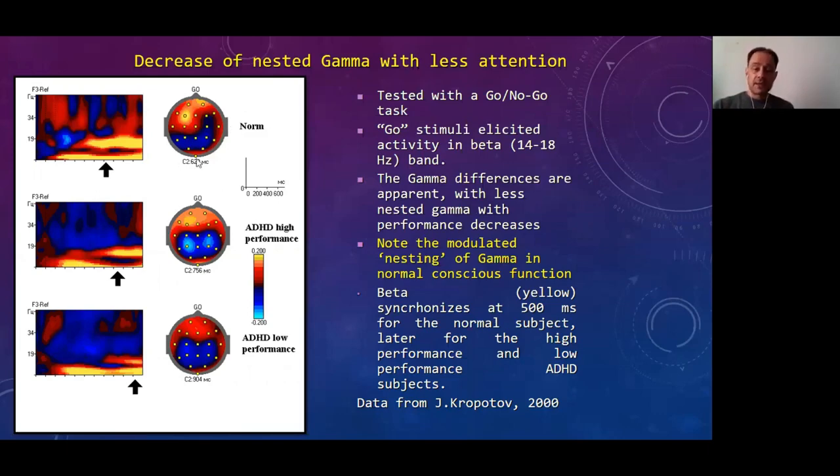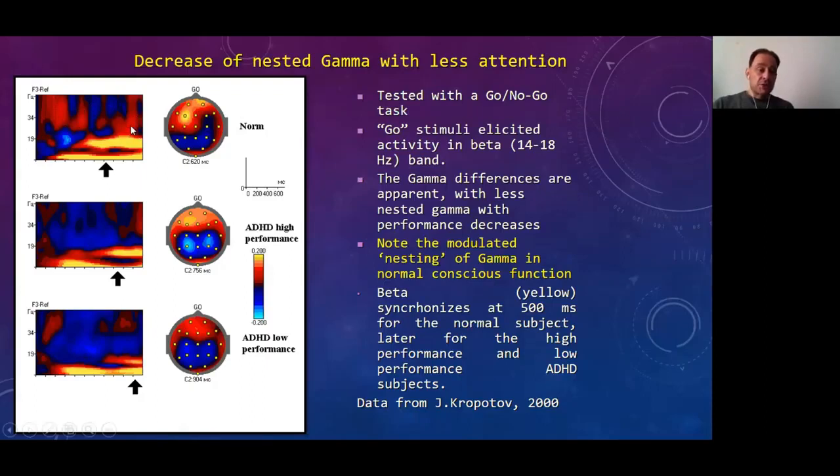These are three individuals. I'm not going to spend too much time here. There's three individuals. One is a normal individual. This is an ADHD, attention deficit hyperactivity disorder, high performance individual. So in spite of the fact that he has ADHD, he performs well. He can do well. And at the bottom, we have an ADHD low performance individual. Somebody with ADHD who is struggling, who is not doing too well. All right.